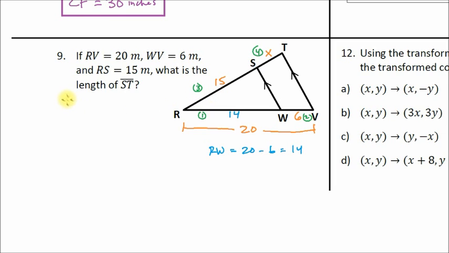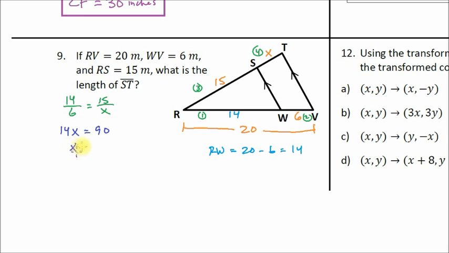1 is 14 over number 2, which is 6. And that is equal to 15. There's our value for 3. And then x is our unknown. All right, let's cross multiply. 14 times x is 14x. 6 times 15 is 90.